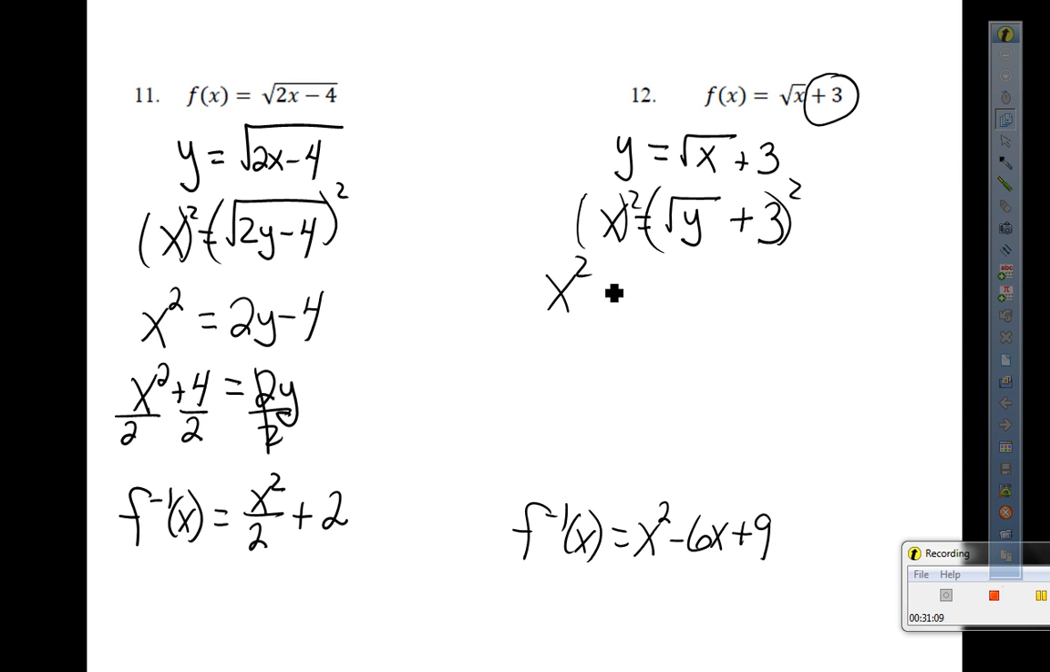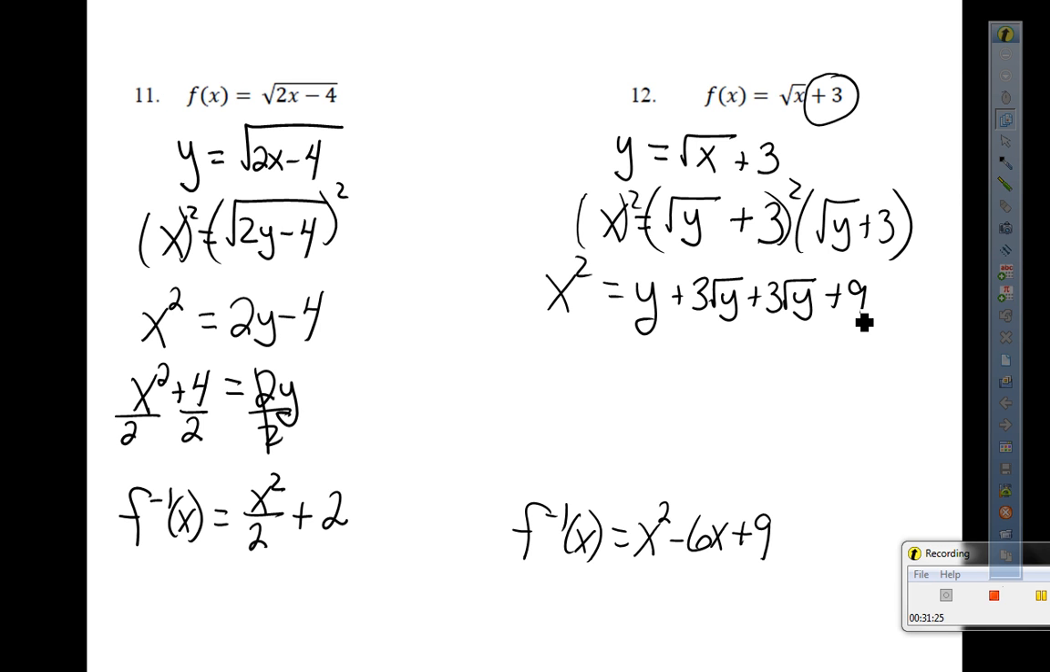Over here you got an x squared. On this side you would write it out 2 times. Watch how ugly this gets. Square root of y times square root of y is y. But I have 3 square root of y plus another 3 square root of y plus 9. You can't solve that for y. So that's why I got to get the radical isolated. I got to get the radical all by itself.